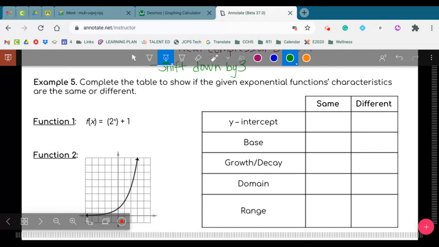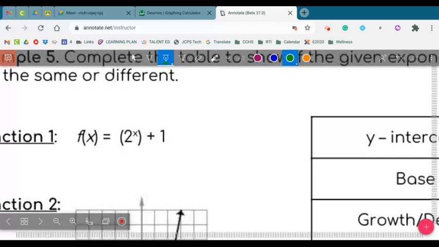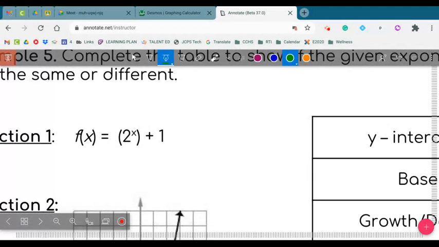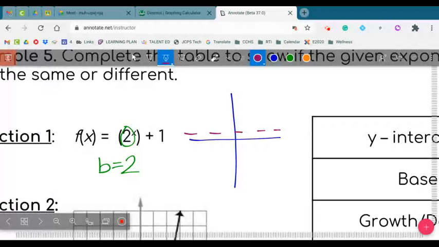Example 5 says complete the table to show if the given exponential function characteristics are the same or different. So I would identify your a, b, and d from both of these. First one, we know our b is 2 because it's in there. If we put this graph into our calculator and sketch it, our horizontal asymptote is going to be at y equals 1. And our y-intercept is going to be at (0, 2). And the graph goes like this.